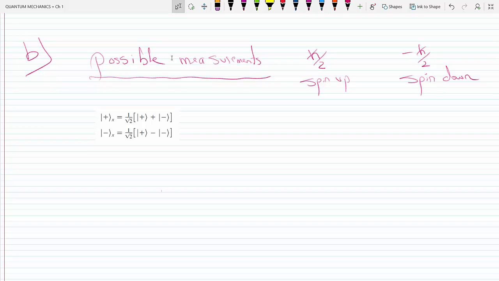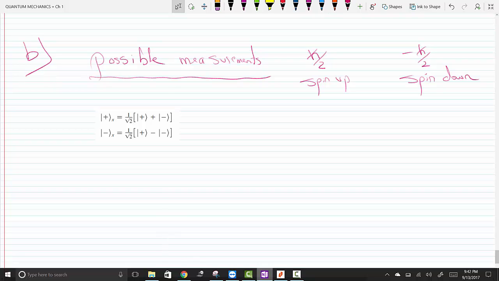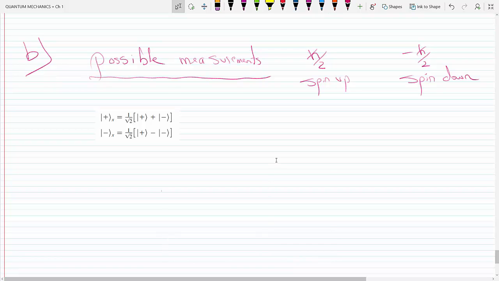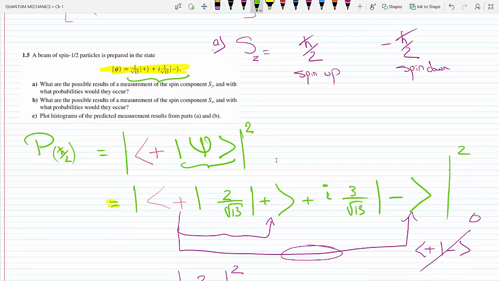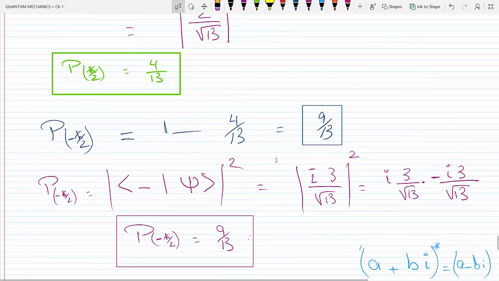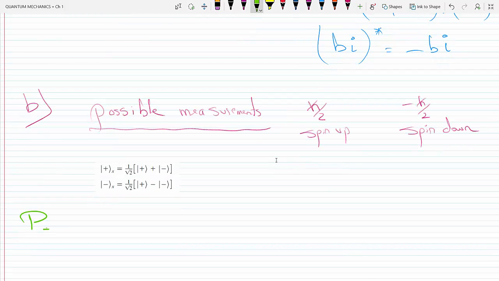So in this question, now that you know this, it's the same thing as you did before. So the probability, right? What was the question saying? Plus x and minus x, right? So the probability that it's plus x, you have a function in this state, and you're going to operate on it by this.